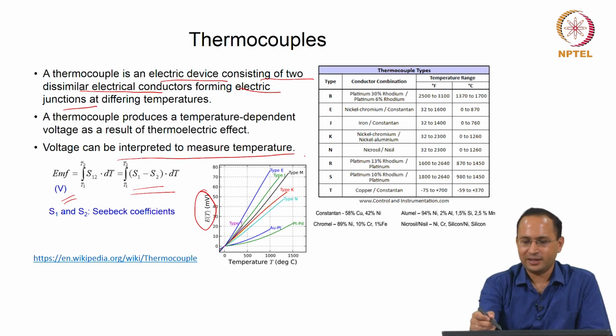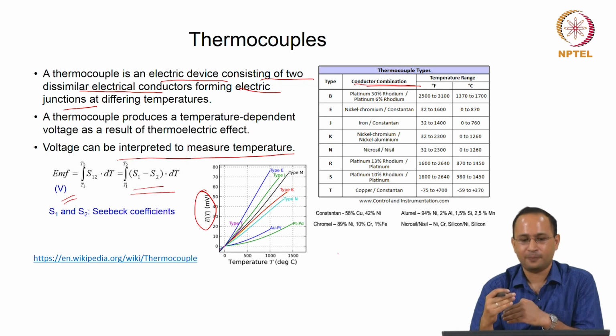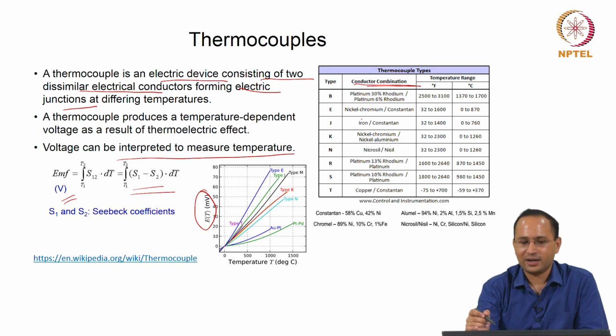You see also here is a table where you have different types of thermocouples, type B, type E, type J, K, N, R, S, T, and notice the conductor combination, it depends what kind of material you are using. In type B you have platinum 30% rhodium and platinum 6% rhodium, okay. These are the two dissimilar metals we are using, or electric conductors in a sense.